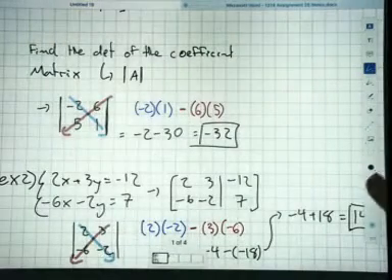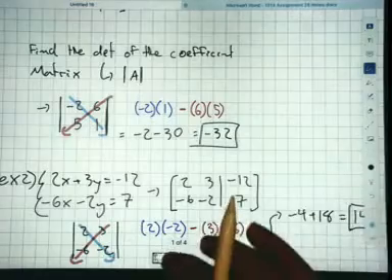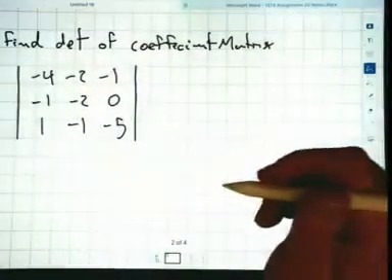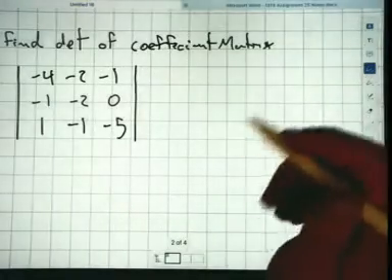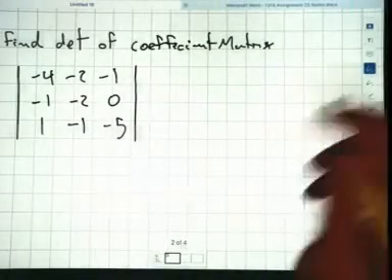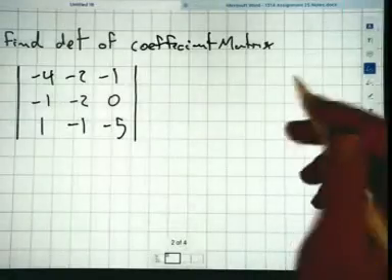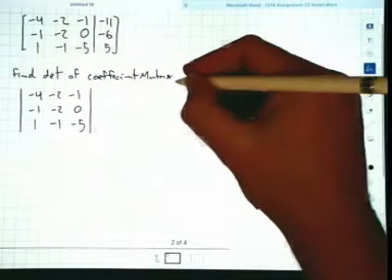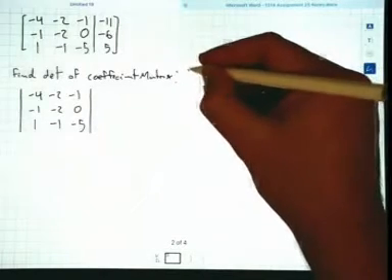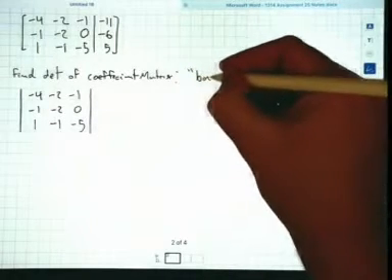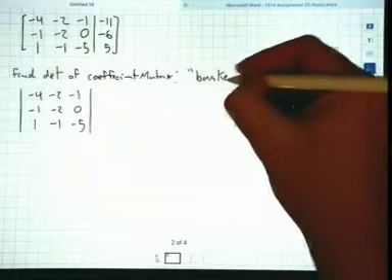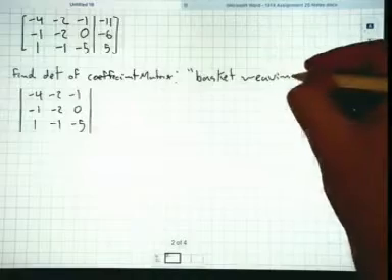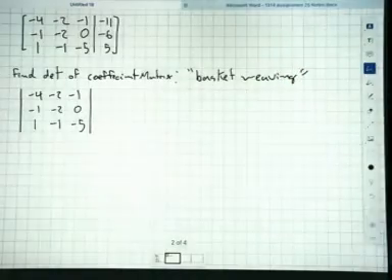This is something that I learned in college. A lot of our other instructors teach this, and I think we all call this, if you want to look this up, basket weaving. We call this basket weaving.